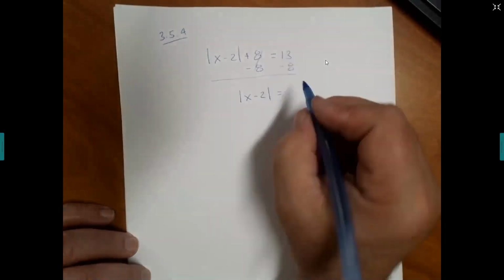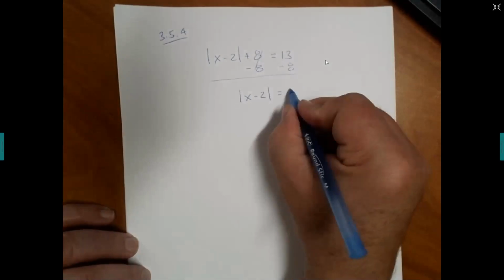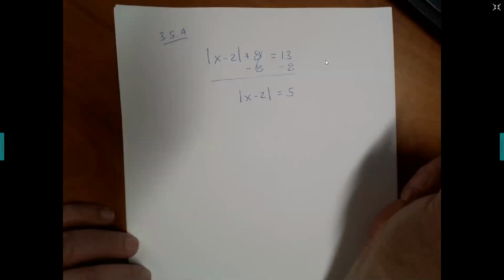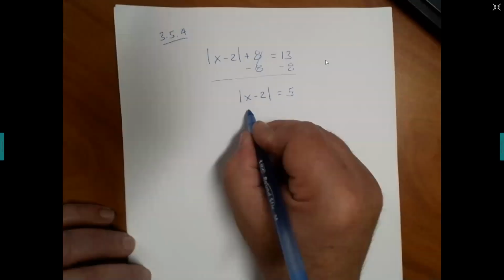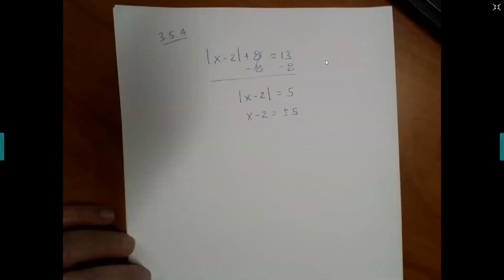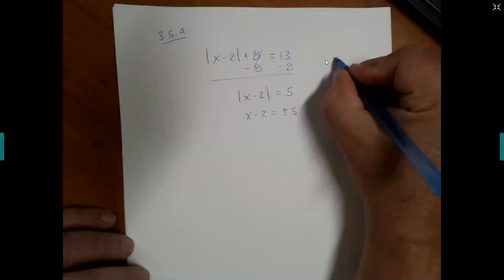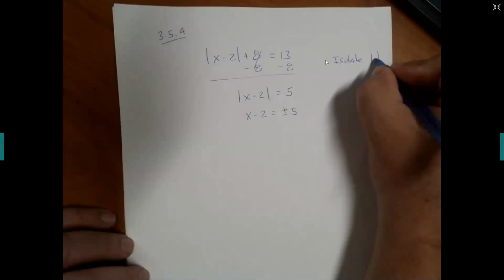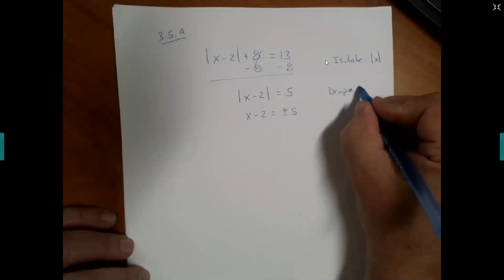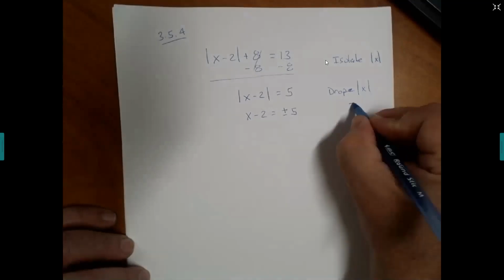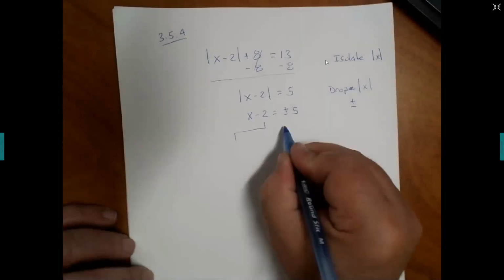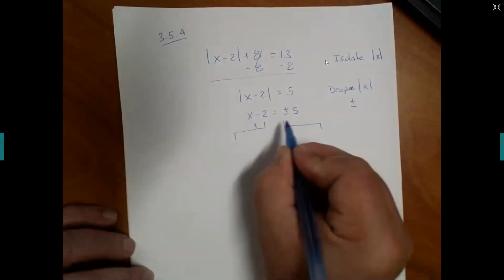13 minus 8 is positive 5. Drop the absolute values. Then we have to put a plus or minus in front of the 5. So the first step is isolate the absolute value. Drop the absolute value. Put a plus or minus in front of the answer. Now solve both equations. One's the plus side, one's the minus.